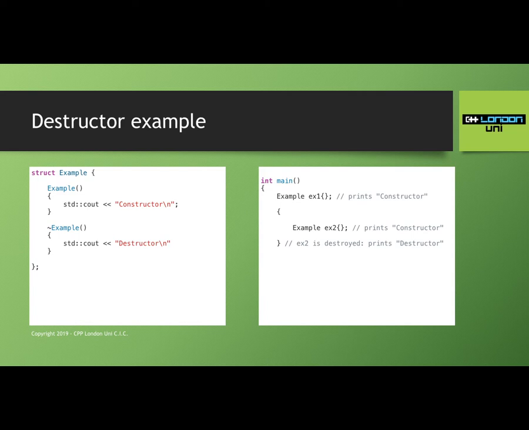But now this is an inner scope. I don't know if everybody knows you can do this, but you can open a scope at any point inside a function. So this is an inner scope. And when this scope ends, this object ex2 is no longer accessible, it gets destroyed. The compiler is going to run the destructor for us. And so the word destructor will be printed.